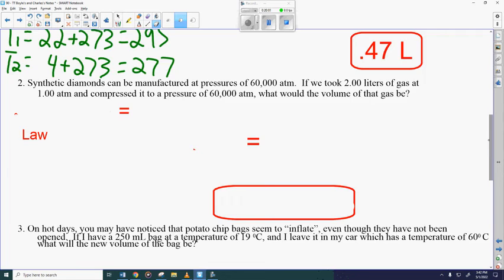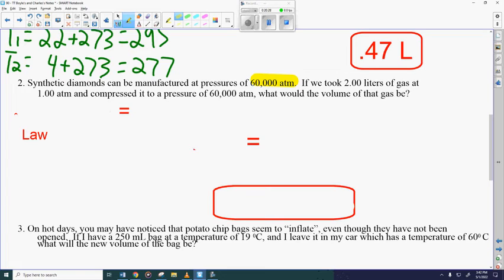Let's take a look at another one here. Synthetic diamonds can be manufactured at pressures of 60,000 atmospheres. That's true, actually. The way to get a diamond is to put it under extreme pressure and temperature. If we took 2.00 liters of gas at 1.00 atmospheres and compressed it to a pressure of 60,000 atmospheres, what would the volume of that gas be?